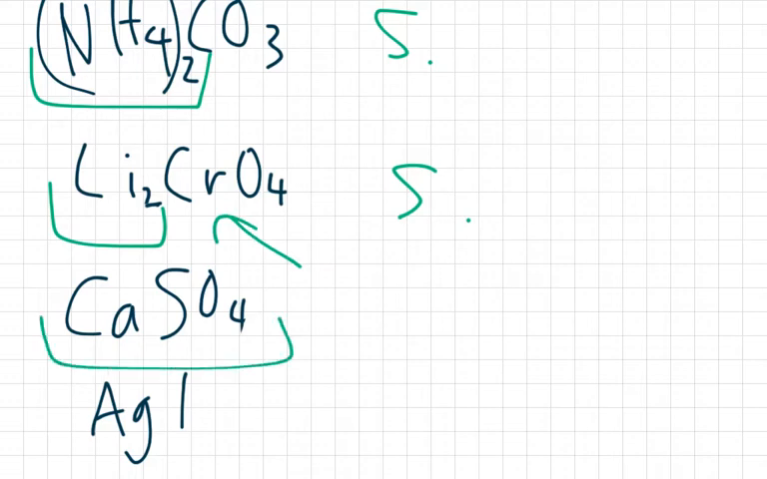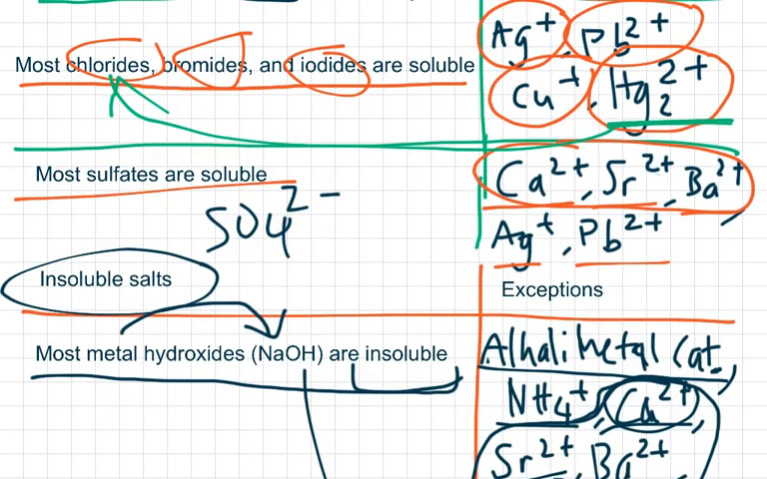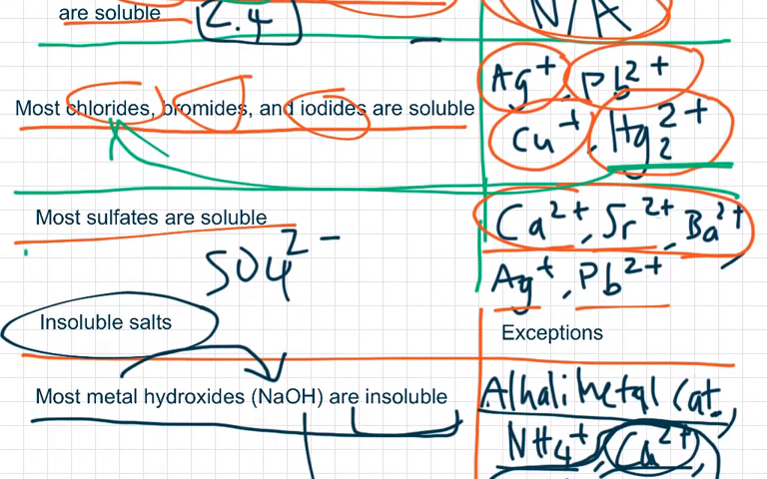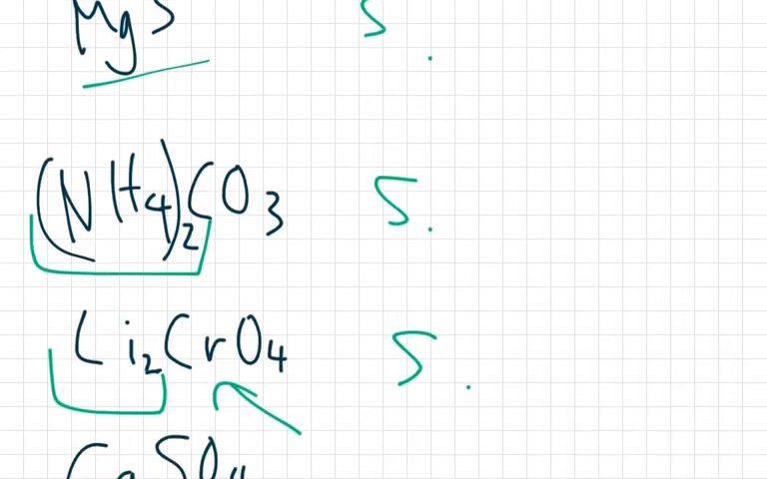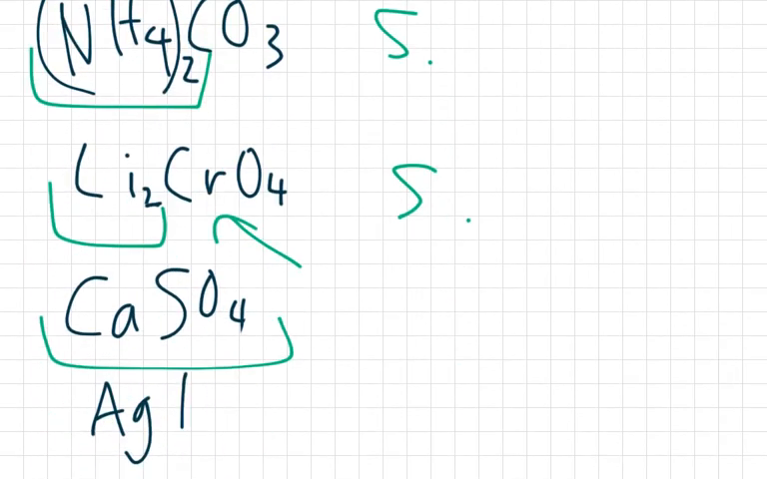Now what about calcium sulfate? Let's check out the rules. Most sulfates are soluble except for the ones that are paired up with calcium, for example. So this must mean that calcium sulfate is going to be insoluble.